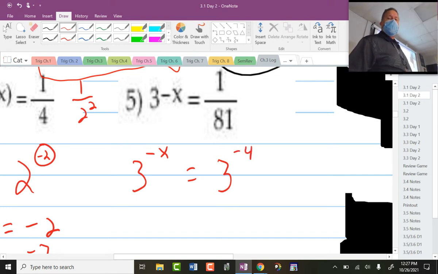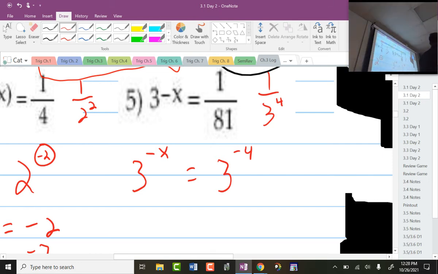3 to the negative 4 power. Because this is, I think what you were trying to say, or kind of like, you knew this was 1/3 to the 4th, and you kind of got that mixed up in your mouth there, right? Okay, so this is true.